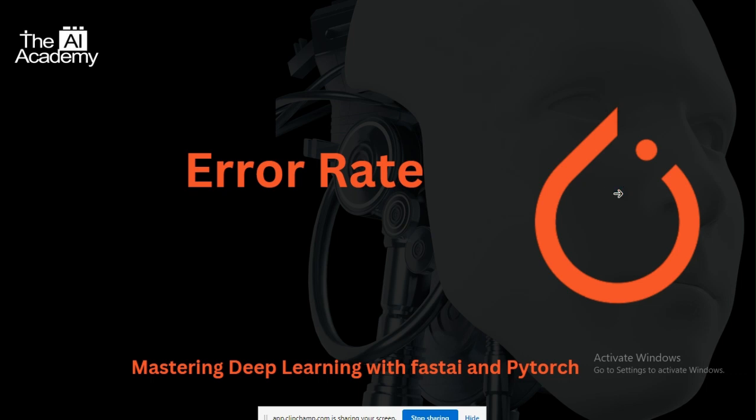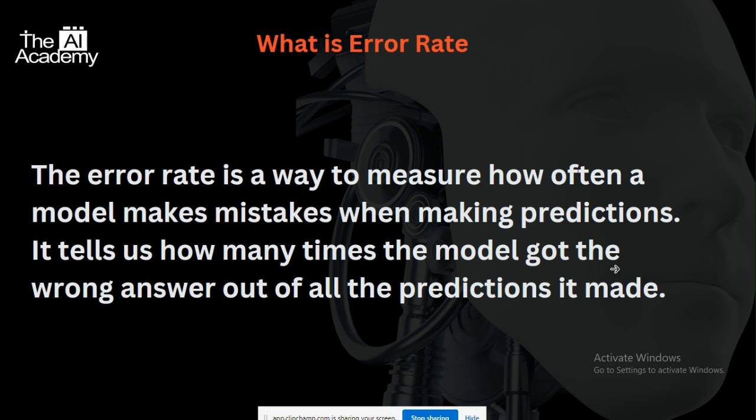Welcome to this lesson, and in this lesson, we're going to be talking about error rates. So, let us start with a definition of what error rate means. Error rate is the way to measure how often a model makes mistakes when making predictions. It tells us how many times the model got the wrong answer out of all predictions it made.